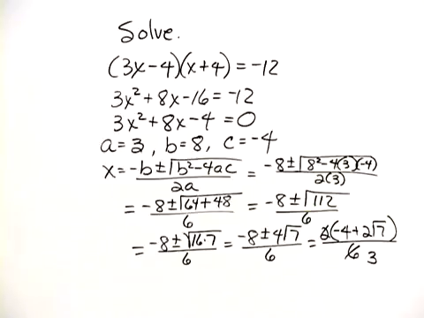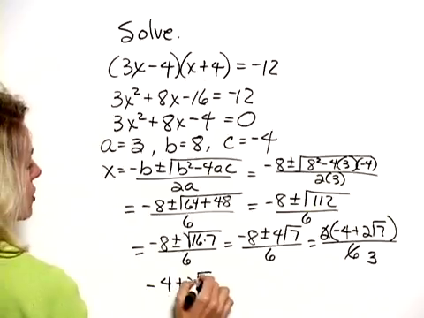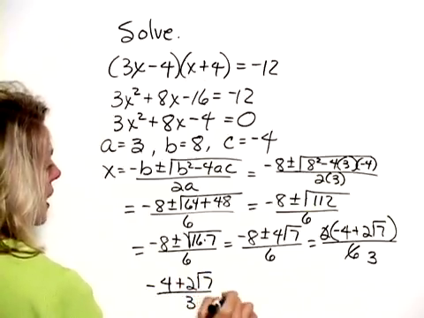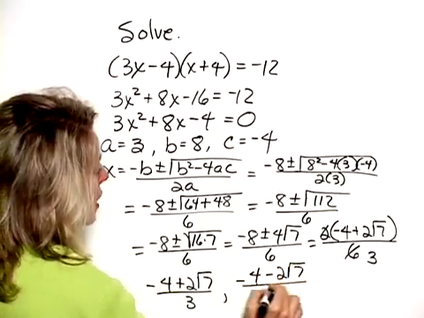So we actually have two answers. We have negative 4 plus 2 square roots of 7 over 3, and we have negative 4 minus 2 square roots of 7 over 3.